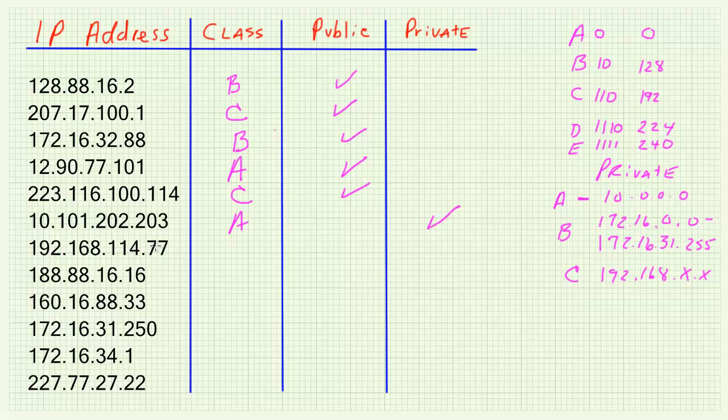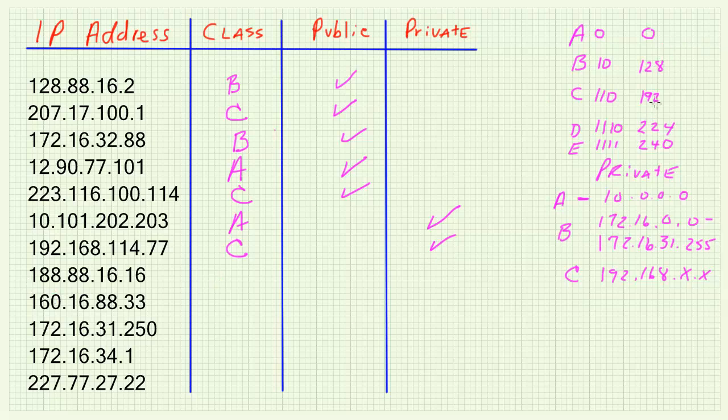How about the next one, 192.168.114.77? It falls in the range for a Class C because it's greater than 192 and less than 224. And if we look down here, we can see that it is a Class C private, because any network that begins with 192.168.anything.anything, those are going to be Class C private IP addresses.